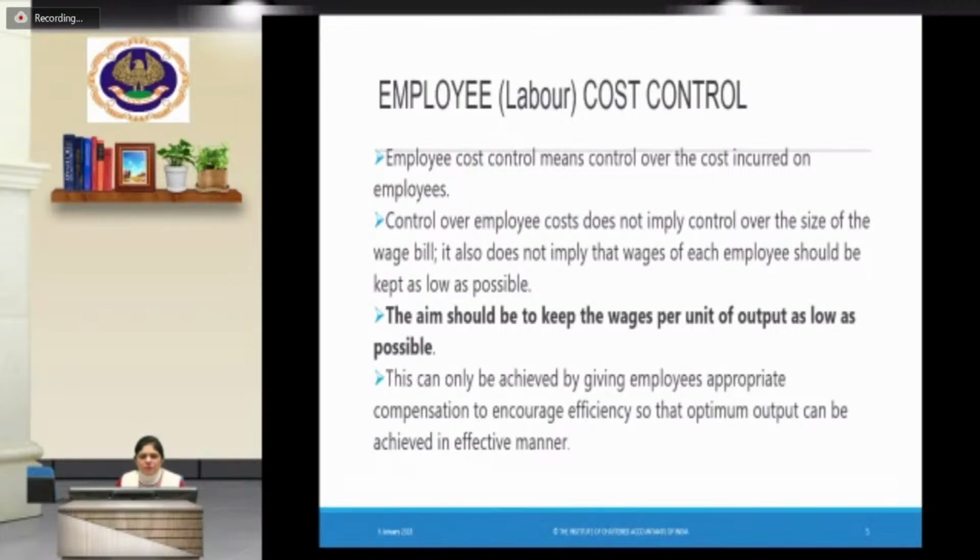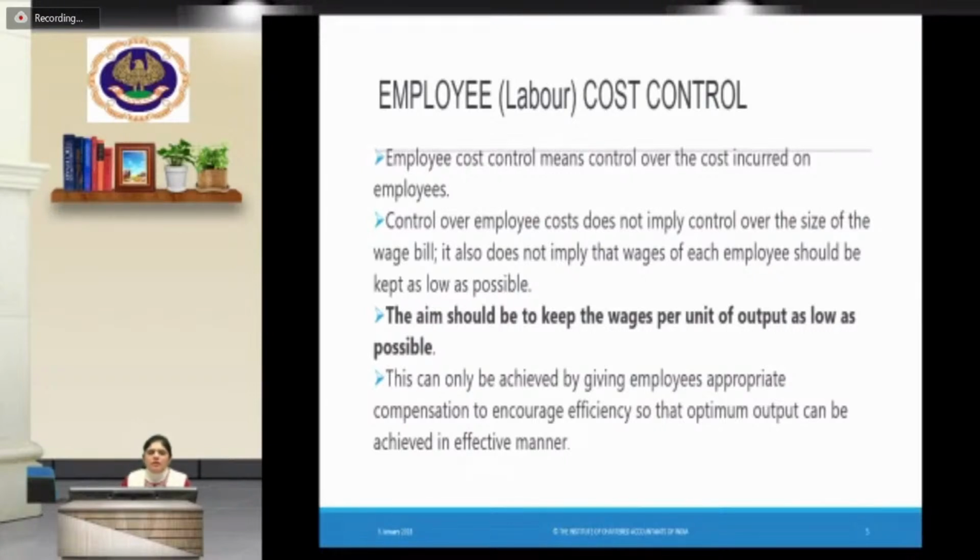So employee cost control means control over the cost incurred on employees. Control over employee cost does not imply control over the size of the wage bill, or that the wages of each employee should be kept as low as possible. It is not exactly that. The main objective of employee cost control is to reduce the cost per unit of labor.